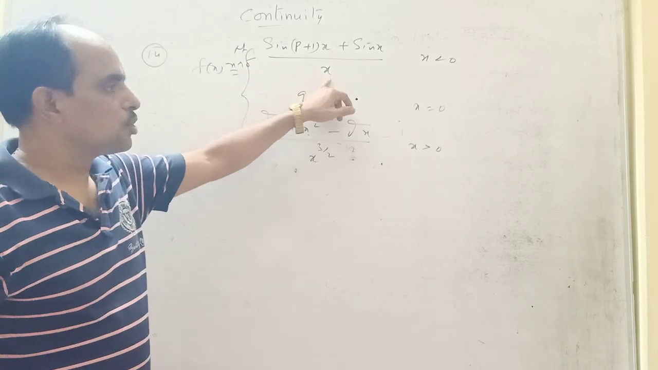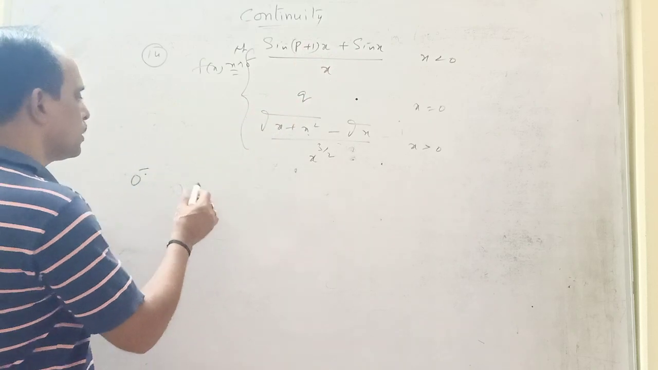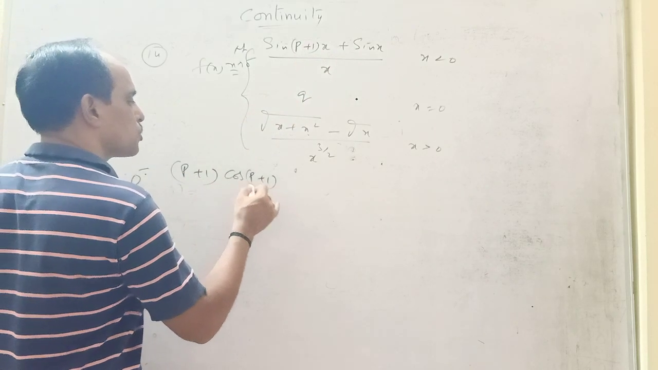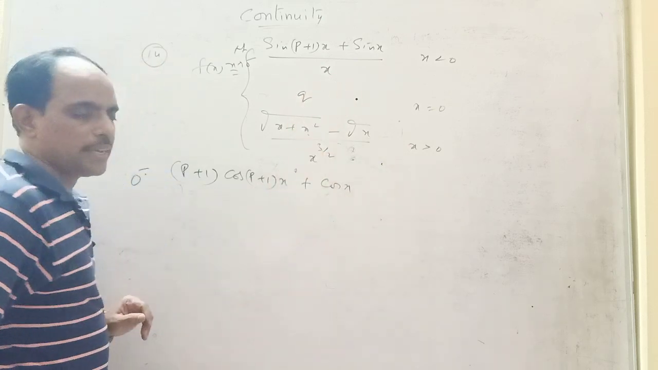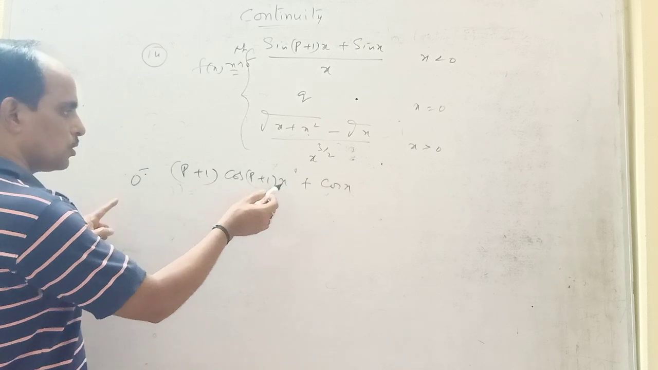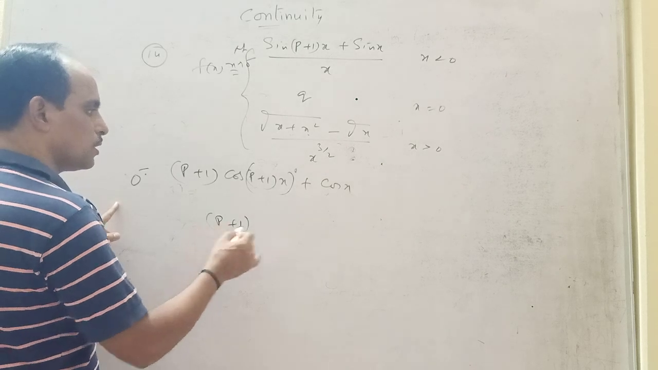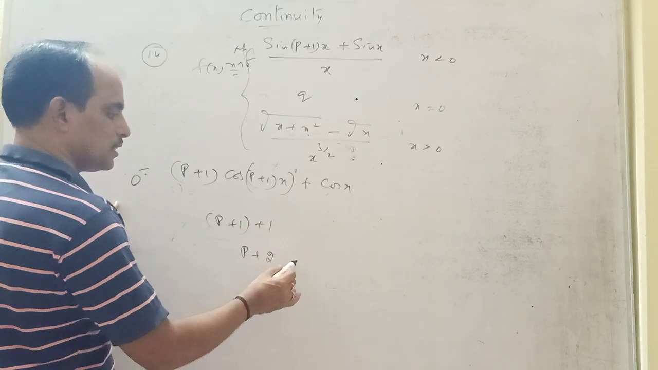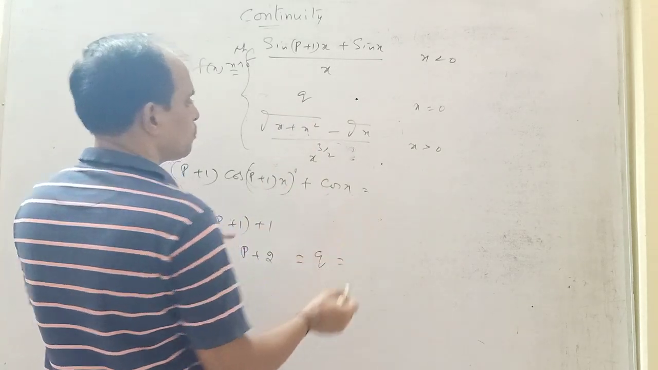So if we substitute 0, we will get not defined, so we can apply L'Hospital. What about the derivative of this one? p plus 1 of cos of (p plus 1) x plus derivative of sin x, cos x, and by x means x derivative 1. Now you apply 0, that is cos 0, 1. So we have p plus 1 and this is cos 0, 1. So it is p plus 2, and that is equal to the value q, which is equal to the 0 plus limit.